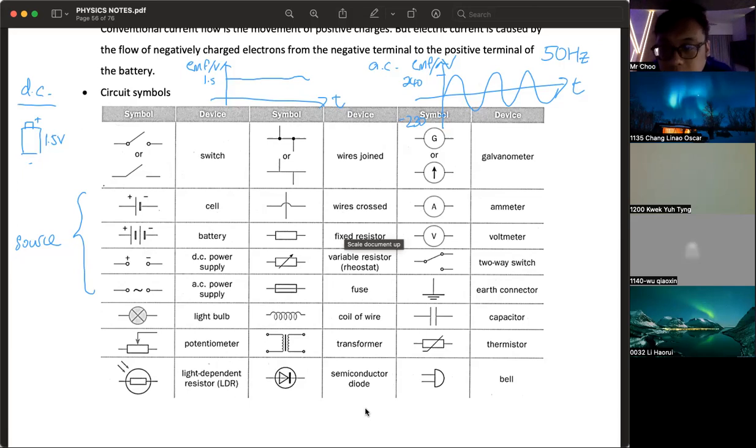Okay, so Yi-Ting asked me a very good question. Why does the current need to alternate?